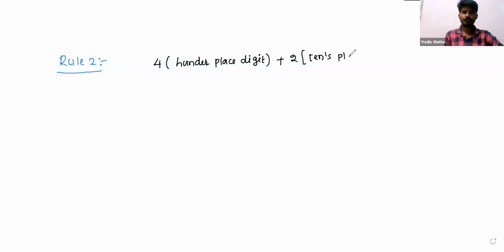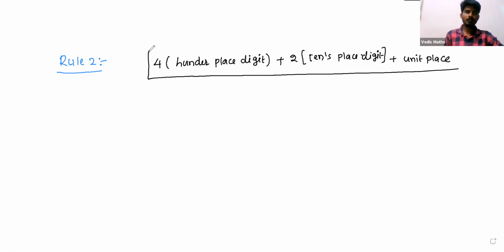Okay, right. Let us talk about rule 2. In this case, we are taking the last three digits. The hundreds place digit is multiplied by 4, plus the tens place digit multiplied by 2, plus the unit place digit. If this sum is exactly divisible by 8, then the whole number is divisible by 8.